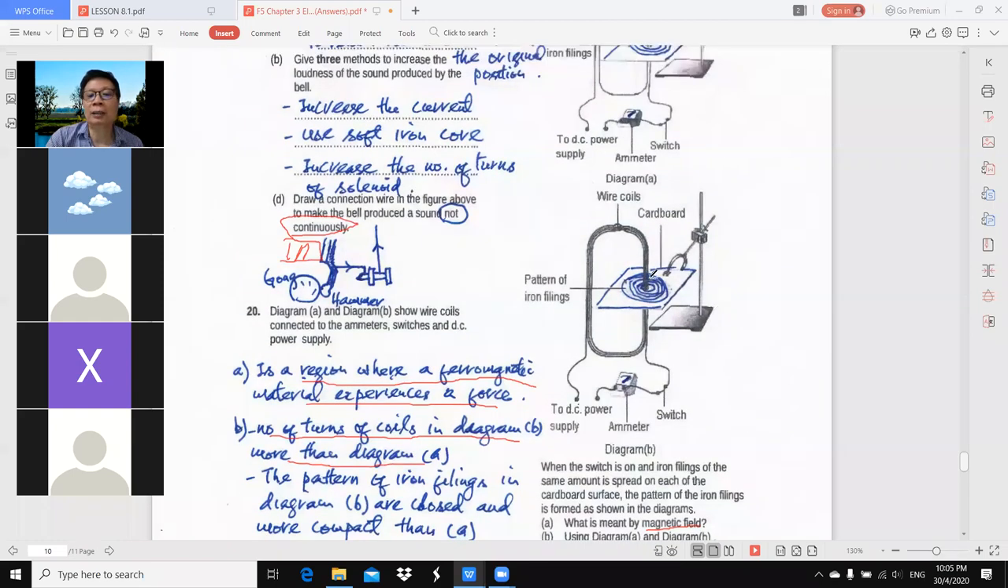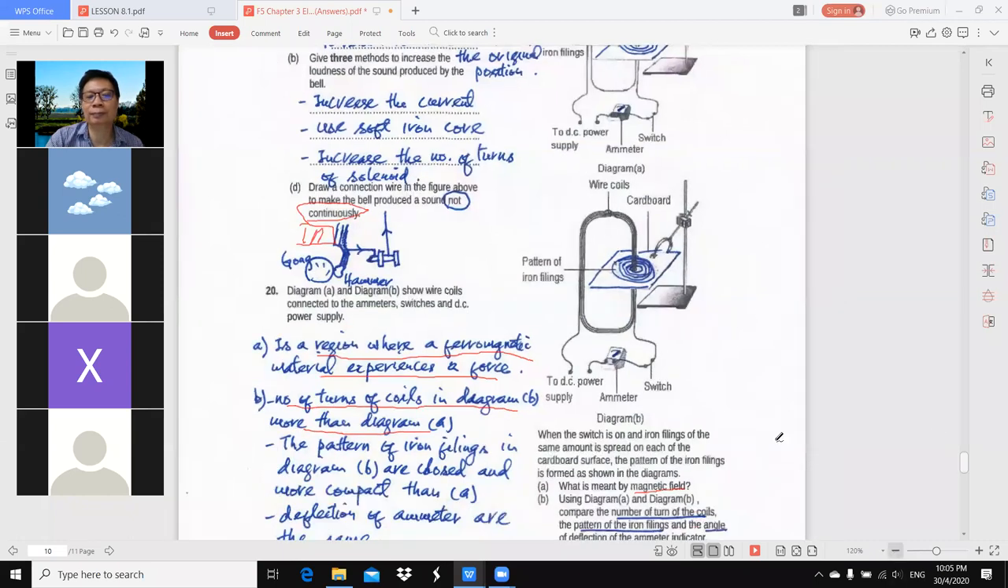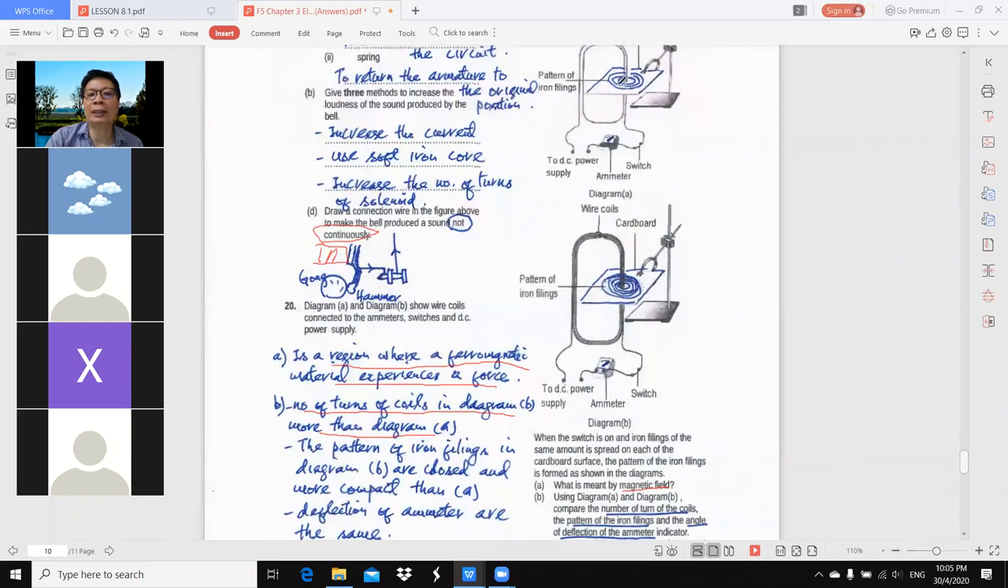So this one, the iron filings, the circles are closer, right? Close and compact. This one is not close, it's far and less compact. Understand? And the last answer, the deflection of the ammeter is the same. Okay? Same current here, the deflection is the same.